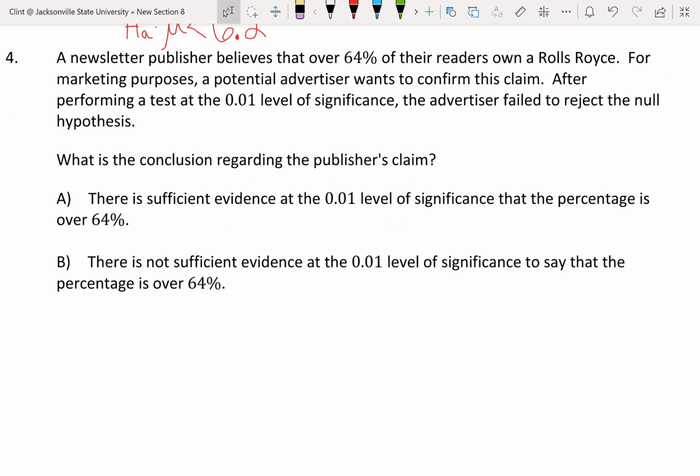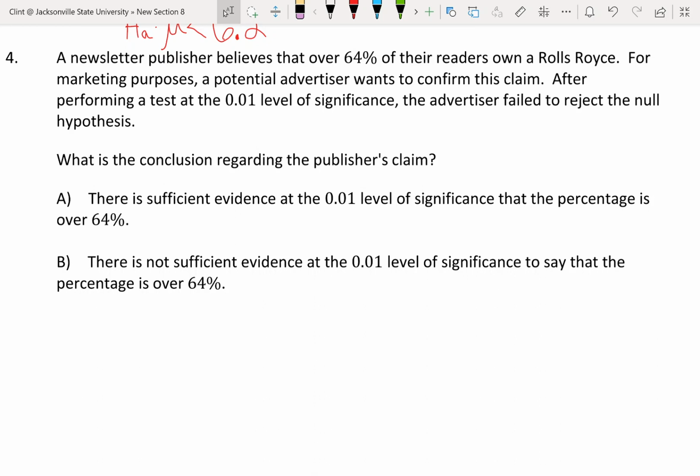Number 4 says a newsletter publisher believes that over 64% of their readers own a Rolls Royce. For marketing purposes, a potential advertiser wants to confirm this claim. After performing a hypothesis test at the 0.01 level of significance, the advertiser failed to reject the null hypothesis. So if they failed to reject the null hypothesis, what does that mean about our claim? Does that mean we had evidence to support it, or we did not have evidence to support it? If we fail to reject the null hypothesis, does that mean we had evidence or did not have evidence?